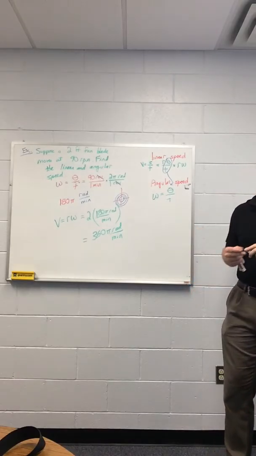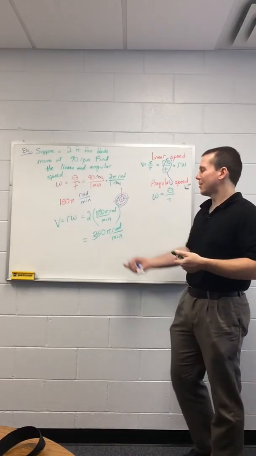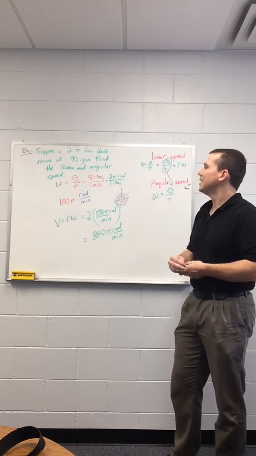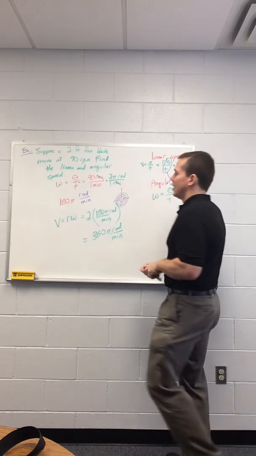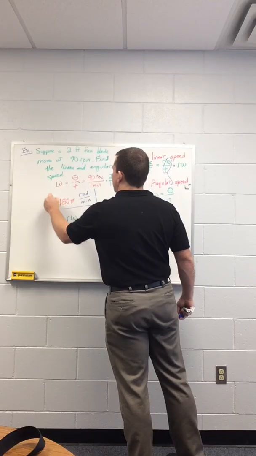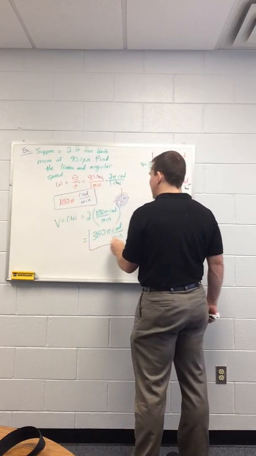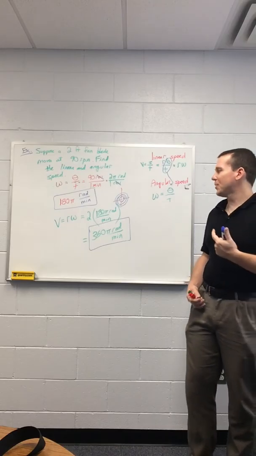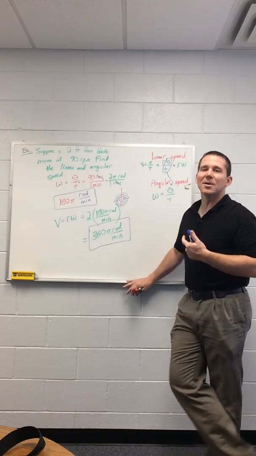If you want to get an estimate of what that actually is, throw it into your calculator, multiply it all out, and round your answer and you'll be fine. But there we go. Just using the formula, we can easily calculate angular speed and then use that to get linear speed. Just make sure to keep those straight in your head, which one you're talking about.